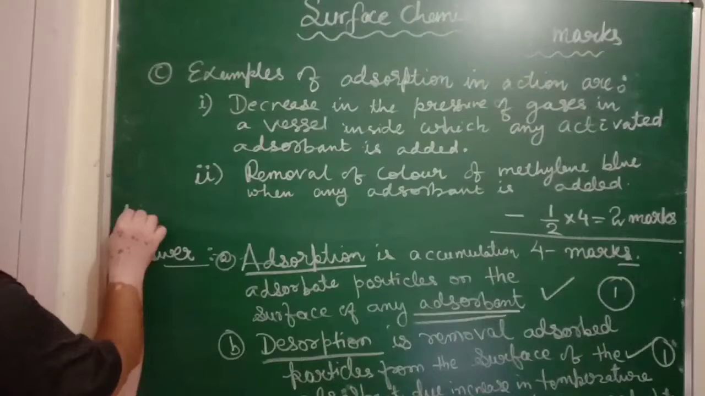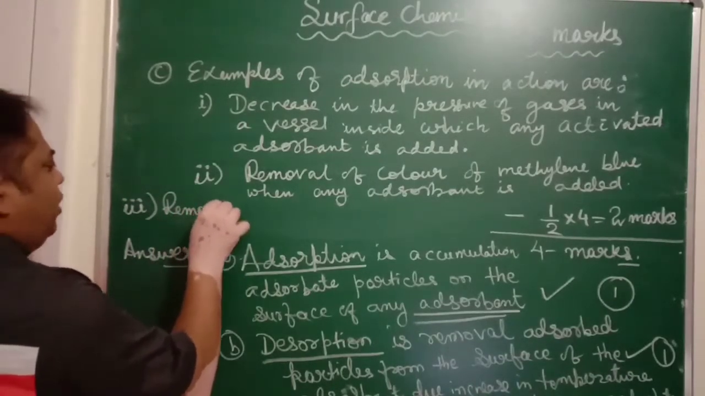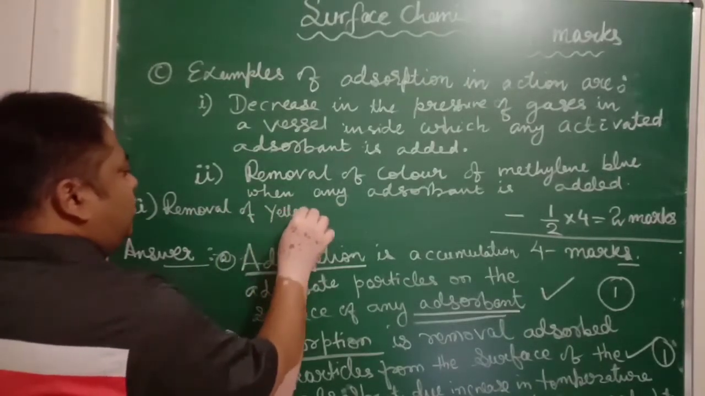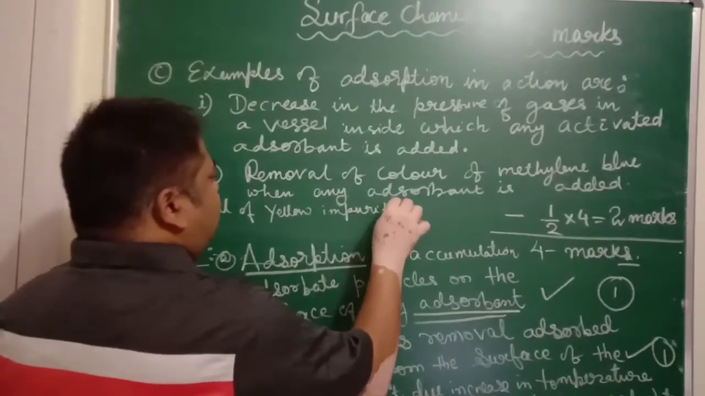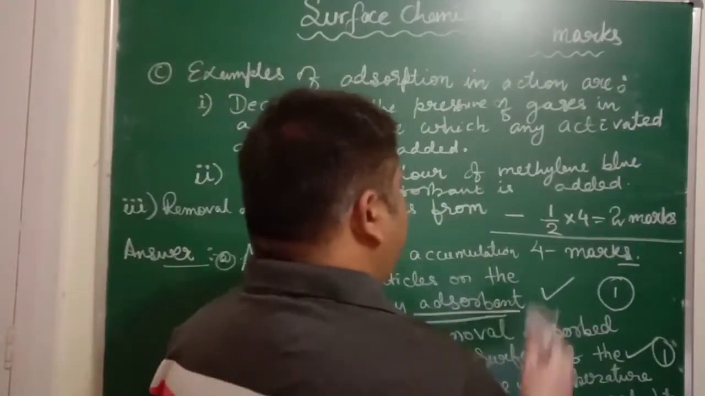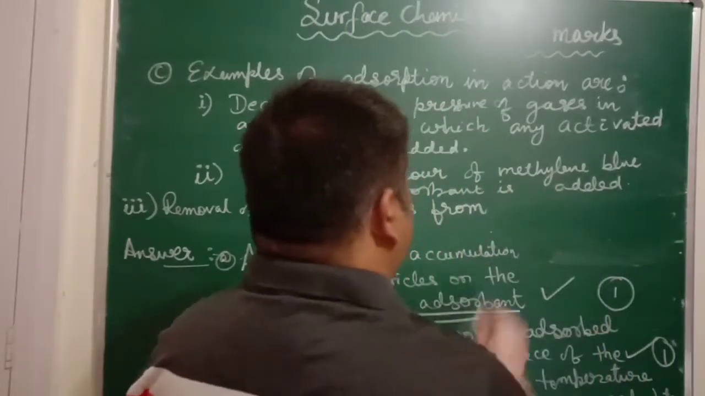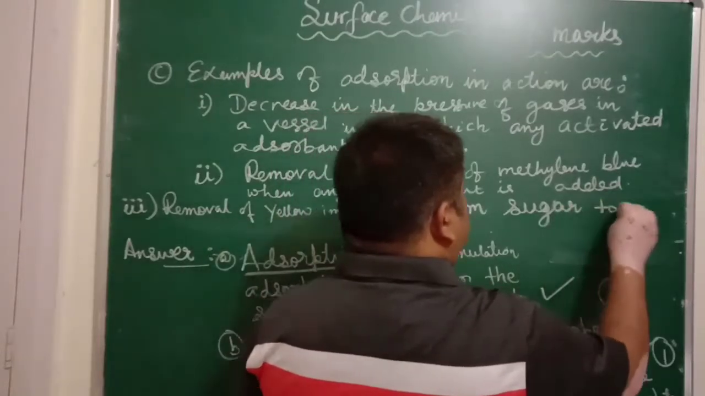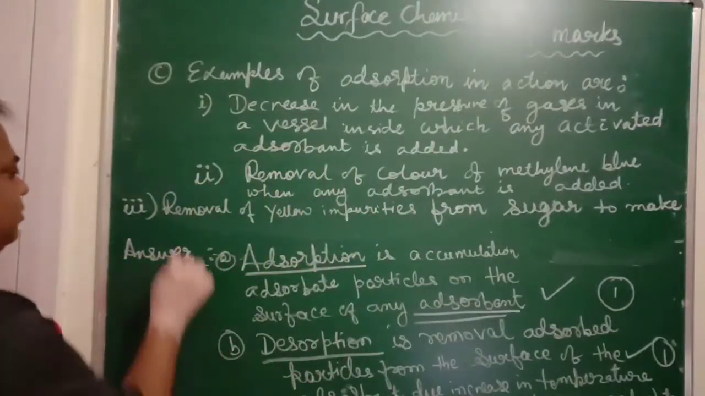Fourth, removal of yellow impurities from sugar to make it shiny white colored.